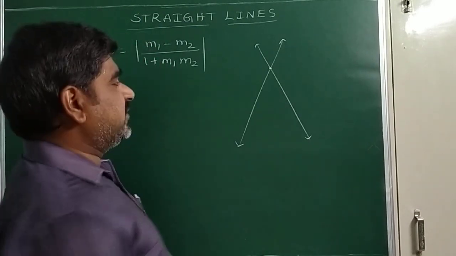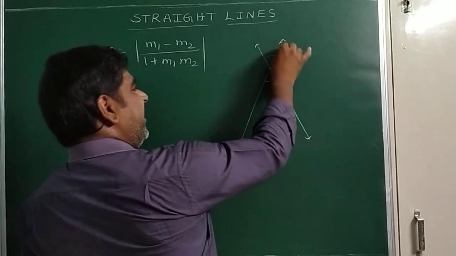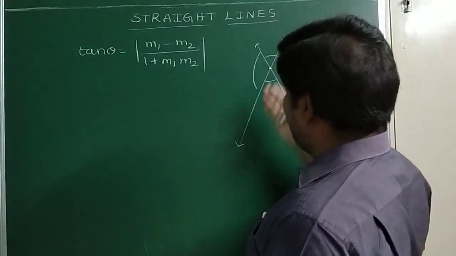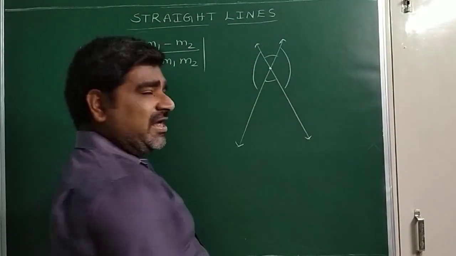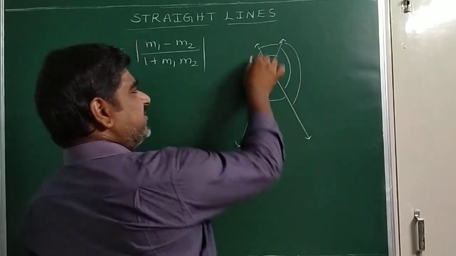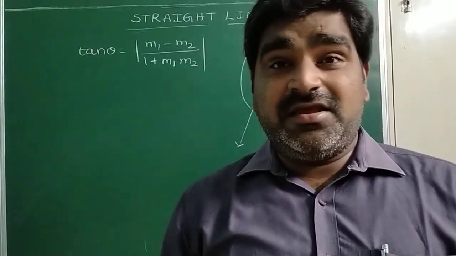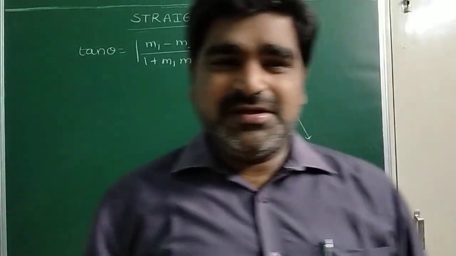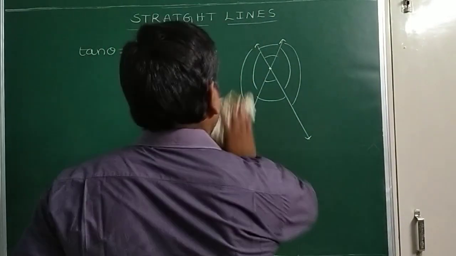Many people have said there are 4 angles between two intersecting lines. Some are saying there are 8. Some are saying there are infinite angles between two straight lines. Is it correct? No. Not at all.